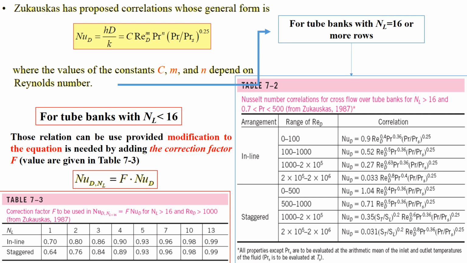But for the cases where the number of rows is less than 16, you need to add a modification. Here it mentions the correction factor, written in red color, F, and the values are given in Table 7.3, as I show on your left hand side, the bottom table, Table 7.3. So you just need to add the F value in front of the Zukauskas equation, which is known as the correction factor, to calculate the Nusselt number.